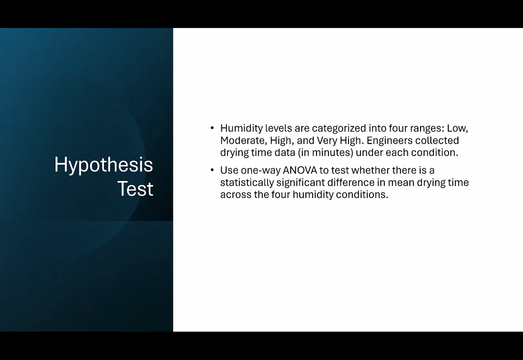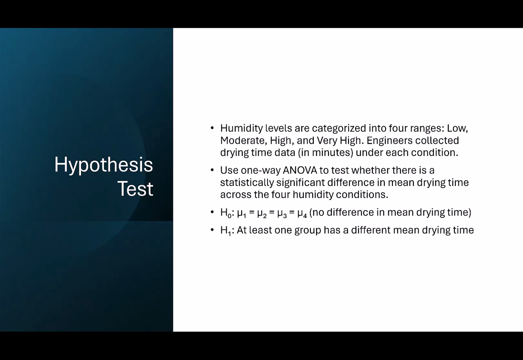We're going to use a one-way ANOVA to test whether there is a statistically significant difference in mean drying time across the 4 humidity conditions. That means our null hypothesis is that the means are the same: mu1 is equal to mu2 is equal to mu3, which is equal to mu4. This shows no difference in drying times. Our alternative hypothesis is that at least one group has a different mean drying time.